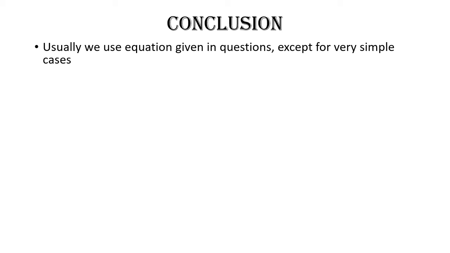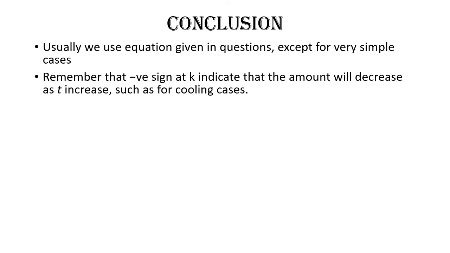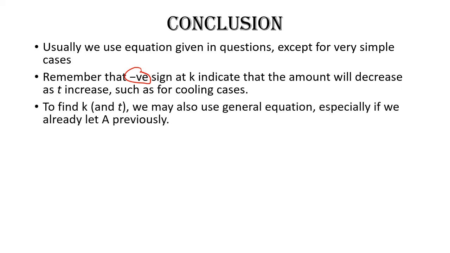As I said just now, usually we will use the equation given in the question, except for the very simple cases such as population or radioactive decay. Next, okay, remember the case of law of Coulomb and also in the previous video about radioactive decay. The negative sign at K indicates that the amount will decrease as T increases. Okay, such as cooling cases and also the radioactive decay from the previous video. And then to find K and T, remember in the previous video I said to use the equation in terms of ln, but in these cases we still can use the general equation, especially after we already change exponent T into A. Okay, so it is also possible. So it's up to you. You can choose either equation as long as you get the correct value of K, right?